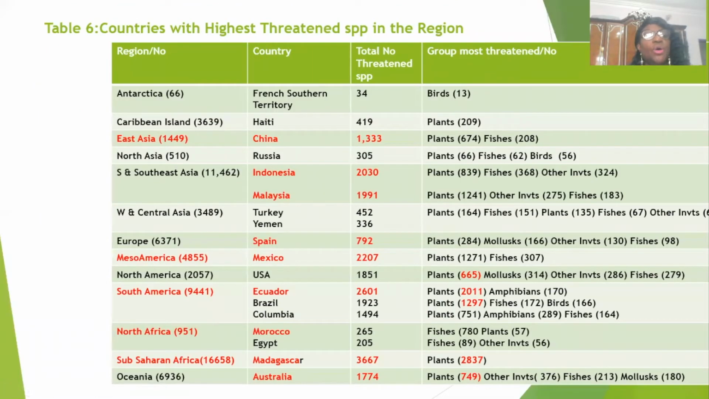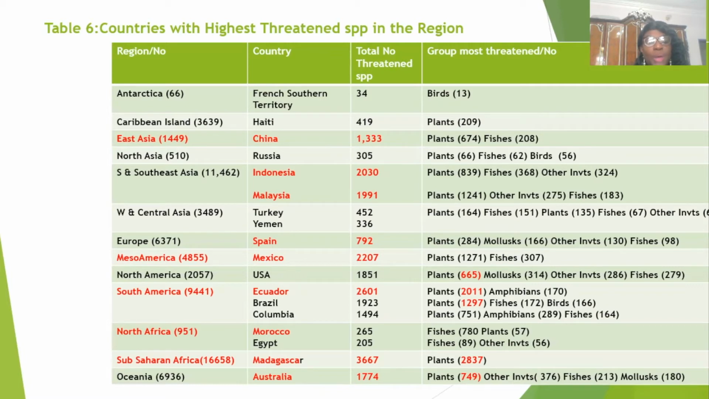Table 6 shows the countries with the highest threatened species in the region. Caribbean island is Haiti with 419 total number of threatened species. East Asia, China with 1,333 species. North Asia, Russia, 305 species. South and Southeast Asia, Indonesia, 2,030 species. Europe, Spain, 792 species. Mesoamerica, Mexico, 2,207 species.